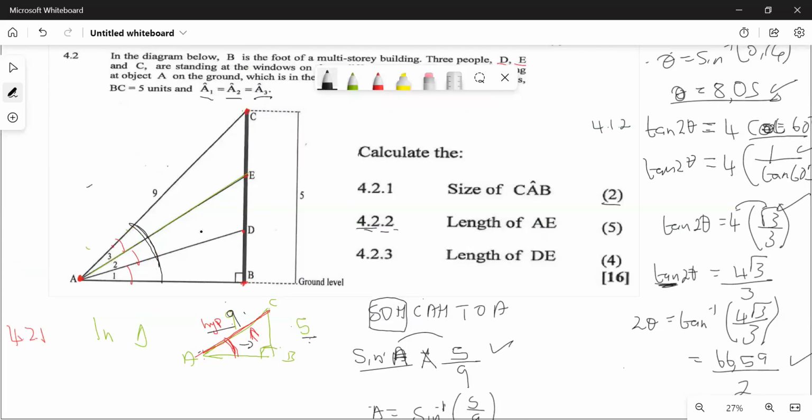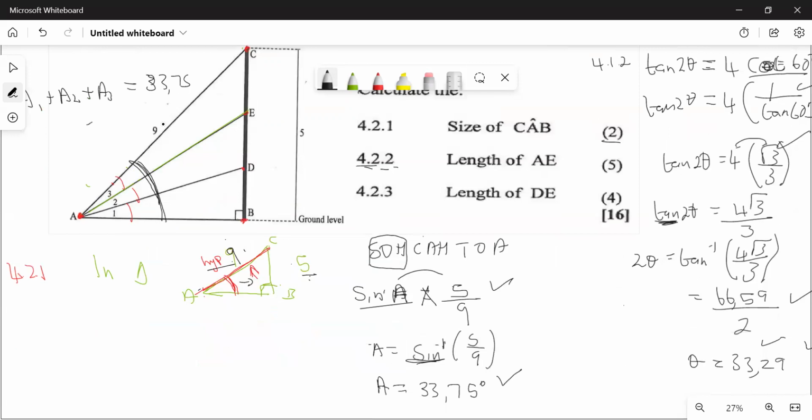Yes. All right. So because we know this one here, but we are told that A1 and A2 and A3 are equal, meaning we can say A1 plus A2 plus A3 is equal to 33.75. Do you agree with me?